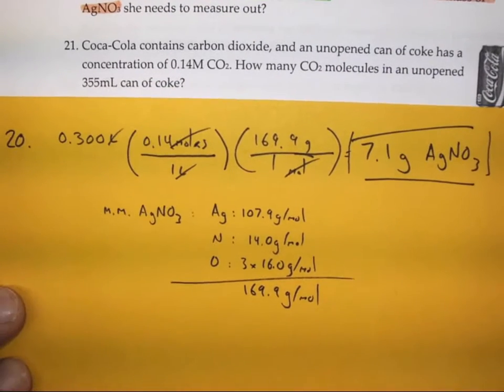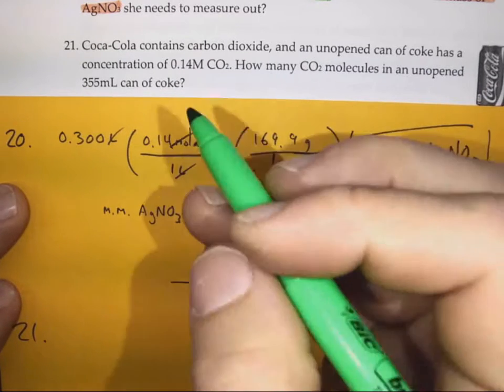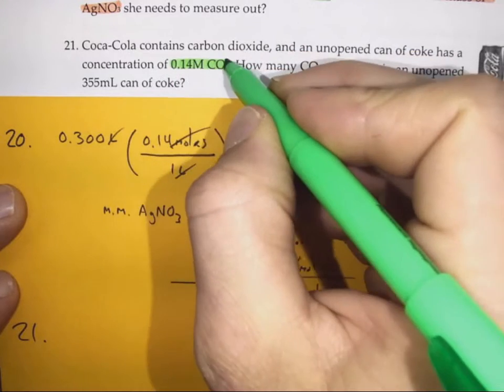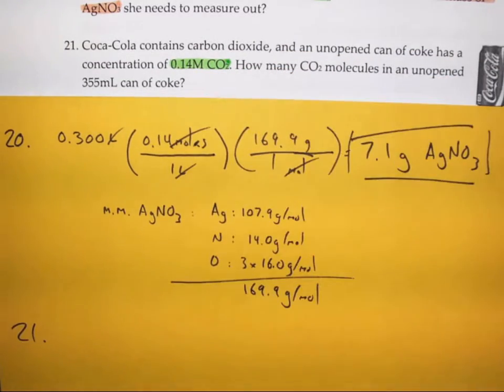All right, so next we'll take a look at some Coca-Cola. What do we know here? It's got carbon dioxide in it, we know that. An unopened can of Coke has a concentration of 0.14 molar of carbon dioxide.